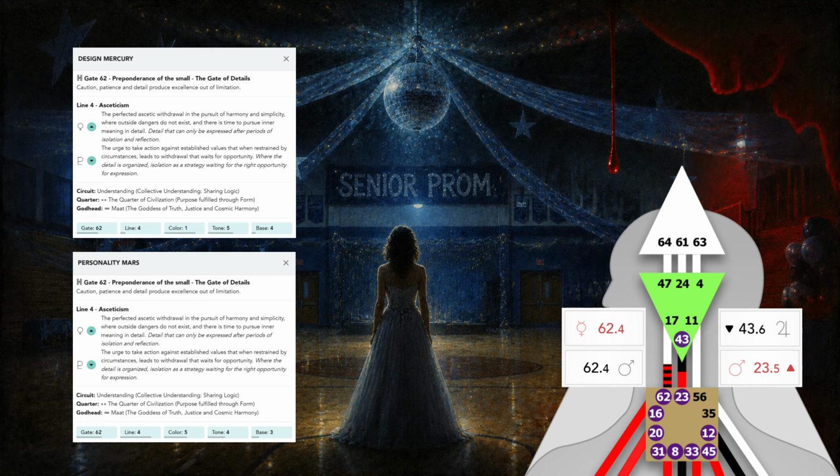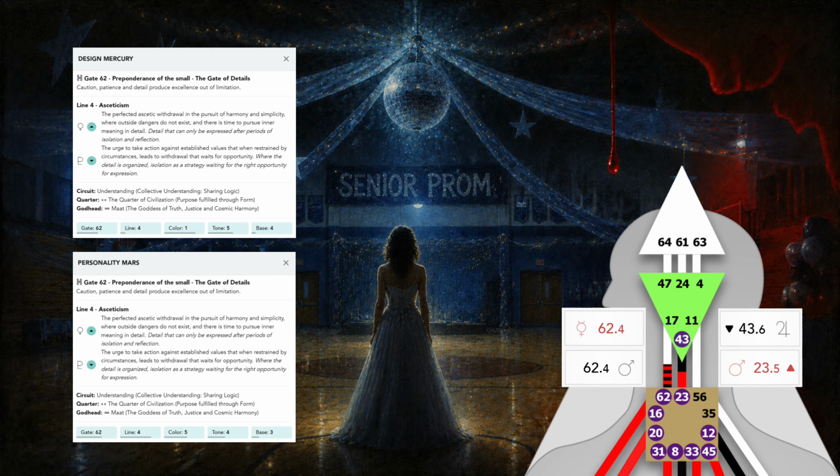His personality gate 62, line 4, is the gate of details in the line of asceticism. This is a completely different circuit. Gate 62 is logical, not individual. It is the gate of naming things. Its voice says, I think, or I don't think. It transforms mental opinions into language, and it does so through careful, patient detail.